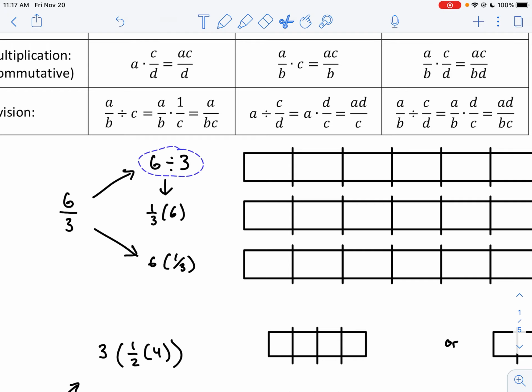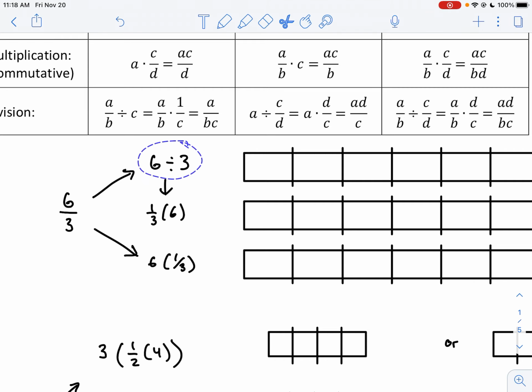One is to think about 6 divided by 3, and we will do that with a partitive conceptualization. And another is to think about 1/3 of 6. And these 2 expressions have the exact same meaning. 6 divided by 3 partitively is the same thing as 1/3 of 6.